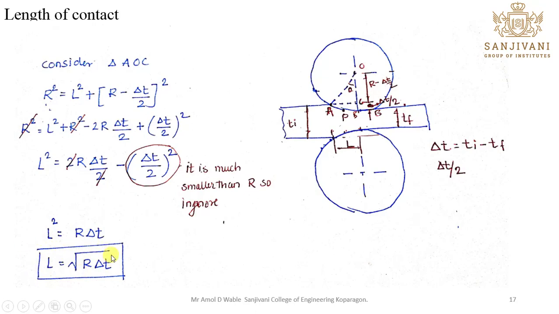This value we have used in finding the force, which is equal to stress into area, where the area is the area where the actual roll acts. We want the value of L because the width will be known to us. So L is under root R delta T, where R is the radius of the roller and delta T is the difference between the initial thickness and the final thickness.